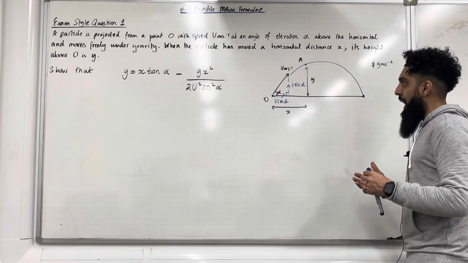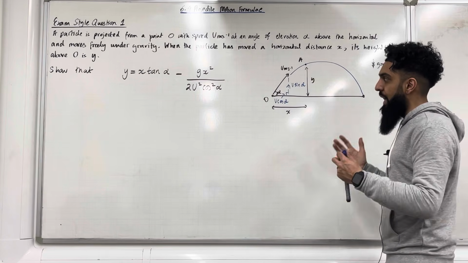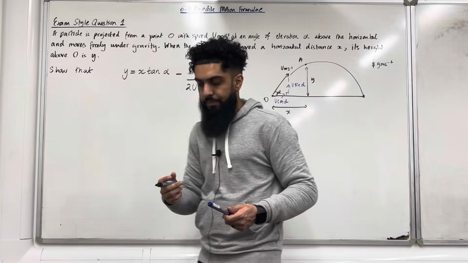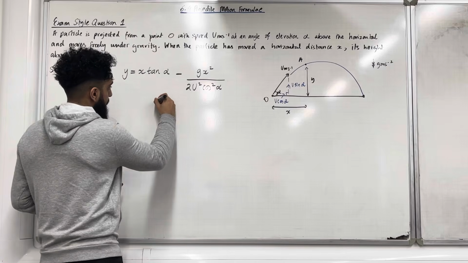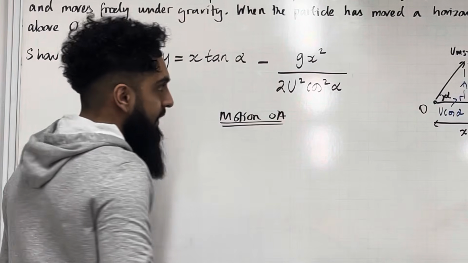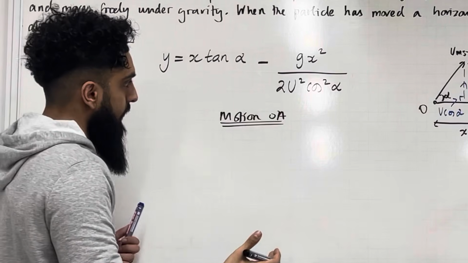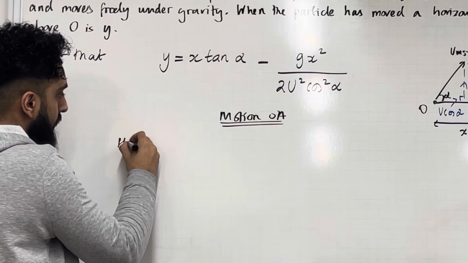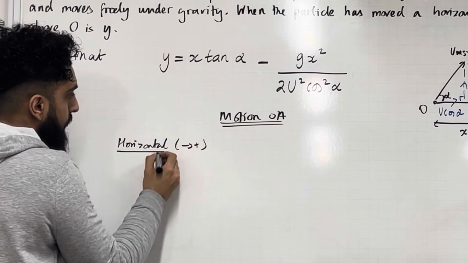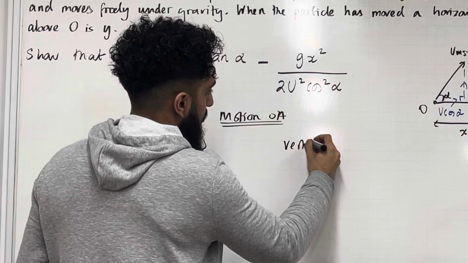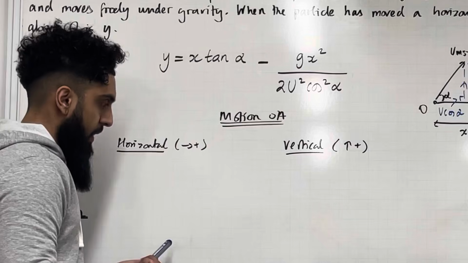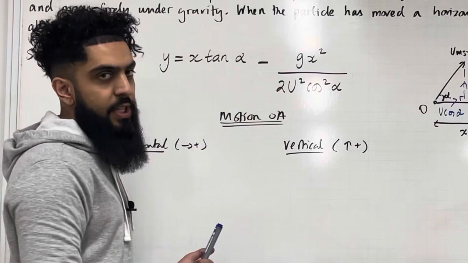Right, so now I'm going to take motion O to A and I'm going to try and derive this particular beautiful equation. So we have motion O to A. Ladies and gents, we can split the motion into two parts, horizontal and vertical. So horizontal, taking right to be the positive direction. Then we have vertical, taking upwards to be the positive direction, because the particle is moving upwards from its point of projection.